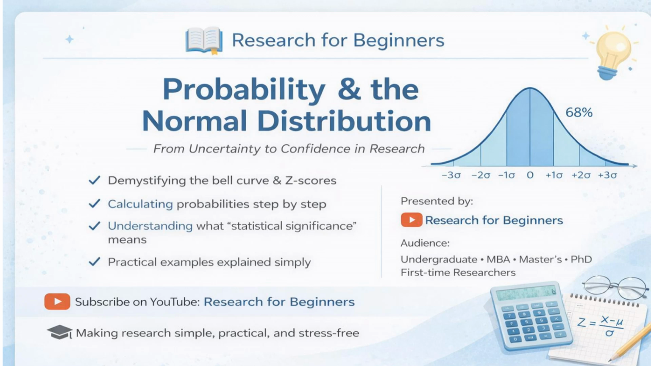Instead of guessing, we use probability models to describe what is likely, what is unlikely, and how confident we are in our conclusions. Today's focus is on probability and the normal distribution, which together form the backbone of most statistical methods you'll use in research, SPSS, econometrics, and hypothesis testing.